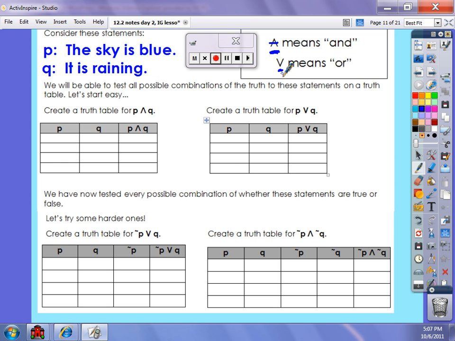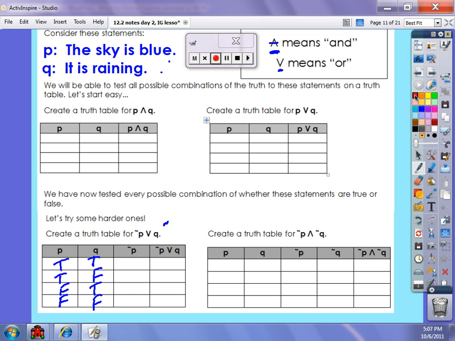Let's take a look at the ones down here that are a little bit more challenging. All right, so the first thing we're going to start with is all of our combinations of true and false. So we know that's true, true, false, false, true, false, true, false. This is all of the different combinations of whether or not the sky is blue and whether or not it is raining. So one could be true, the other could not be true, they could both be true, they could both be false, but either way, this truth table is going to show us all of the different combinations of whether or not that is possible.